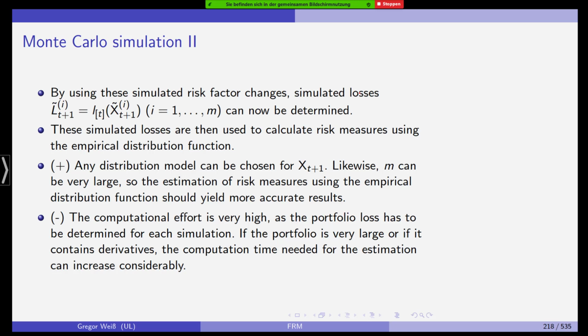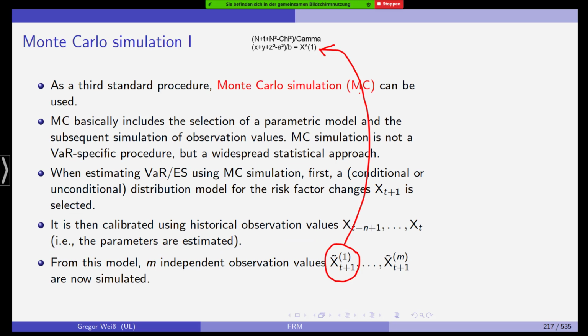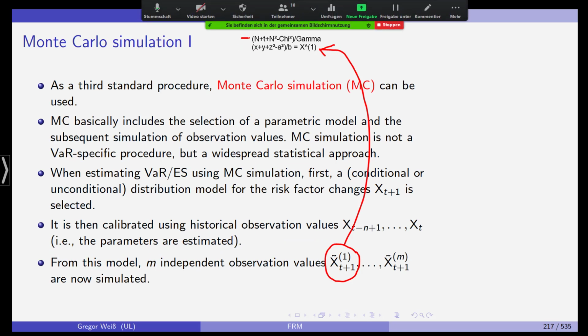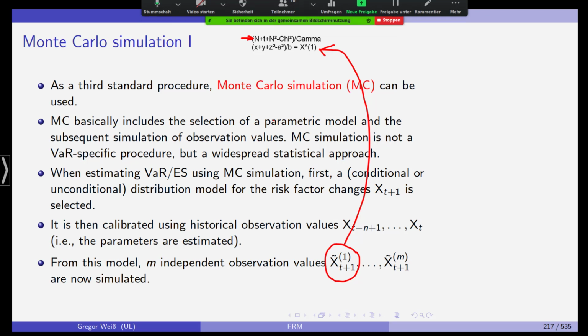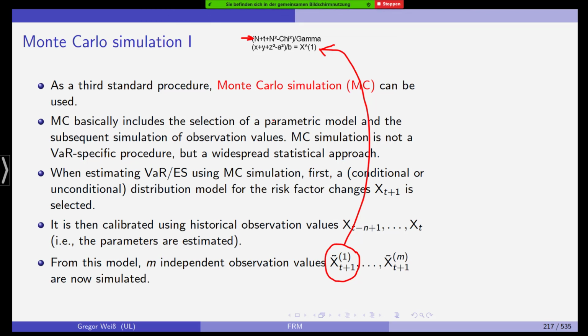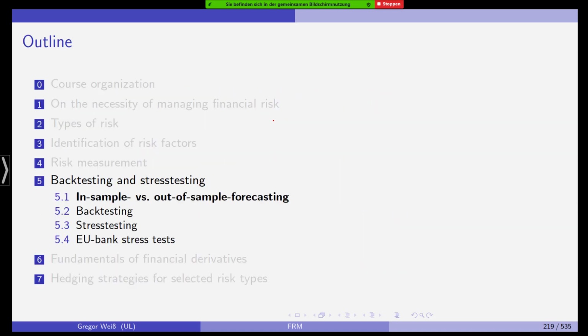And of course, you need to make a good assumption. The Monte Carlo simulation is only as good as the assumptions you've made on the distribution of your risk factors. If you simply make it like I did, well, this looks fancy. This doesn't need to have anything to do with reality. Then your risk model will be woefully off. So that's Monte Carlo simulation. Okay, so this was the part on risk measurement.